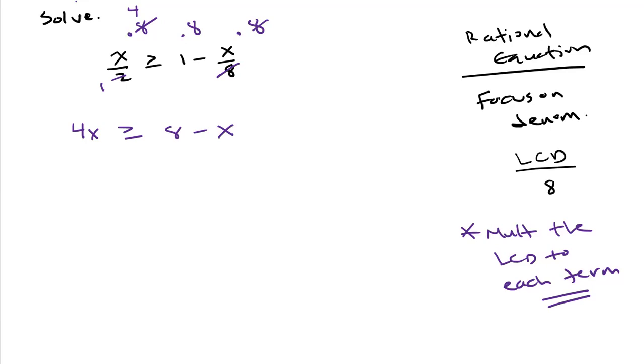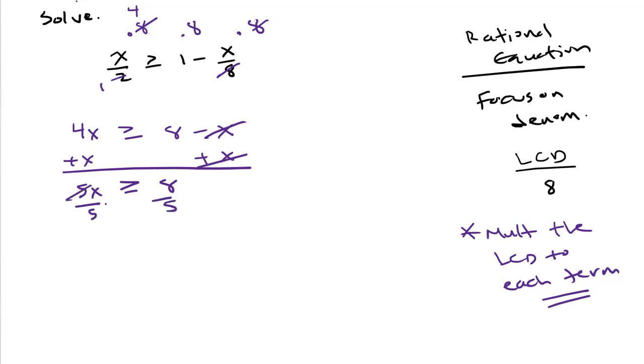And then I combine like terms. So I'm going to add x on both sides. This x here is gone, and I have 5x is greater than or equal to 8. And then I'm going to divide by 5. So that gives me x is greater than or equal to 8 fifths.